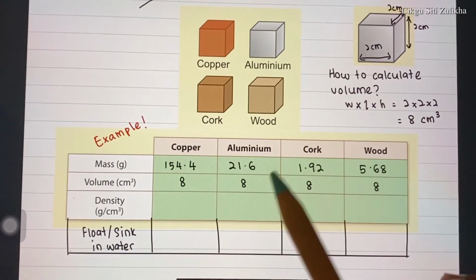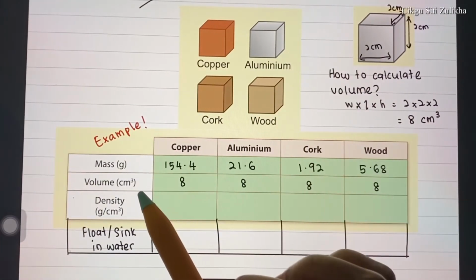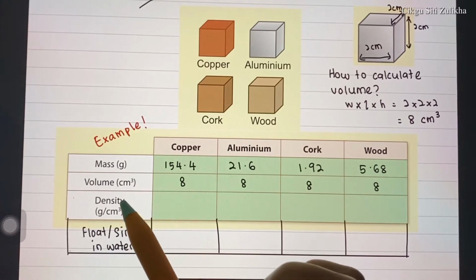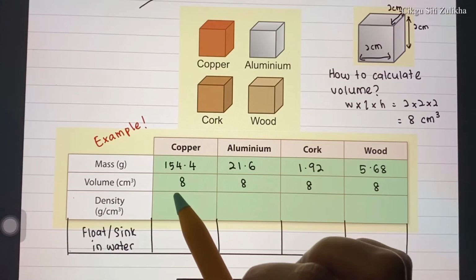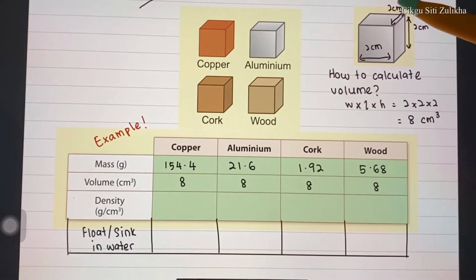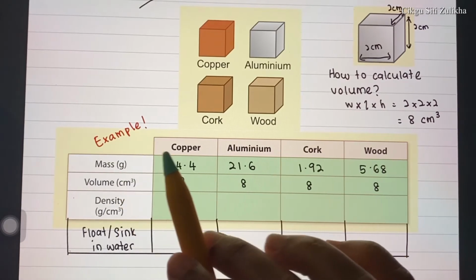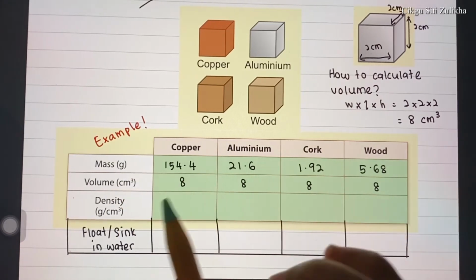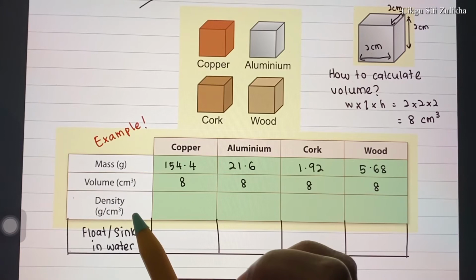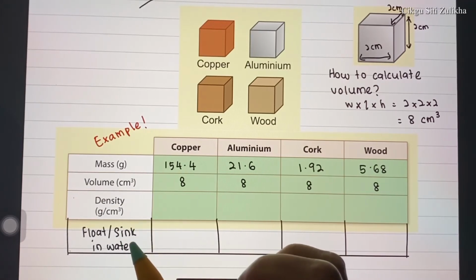Aktiviti dekat sini dia bagi dekat you mass, dia bagi dekat you volume, and then dia ask you to calculate density. Tapi macam mana cikgu dapat volume 8? Okay, kita tengok dahulu kat sini. Ini teacher buat example lah, cikgu ukur siap-siap. Okay, cikgu buat example, cikgu tulis siap-siap. You kena lengkapkan what is the density of that object and whether it float or sink inside the water.